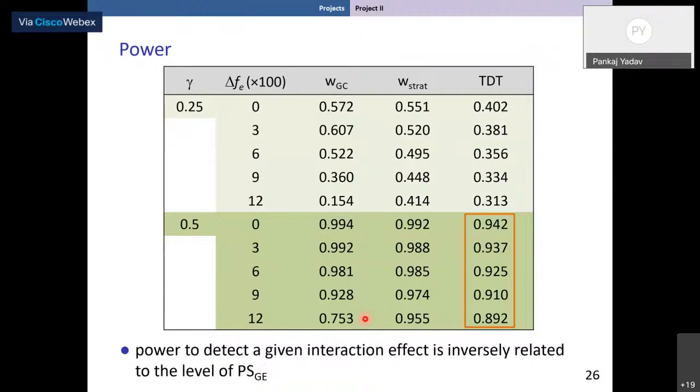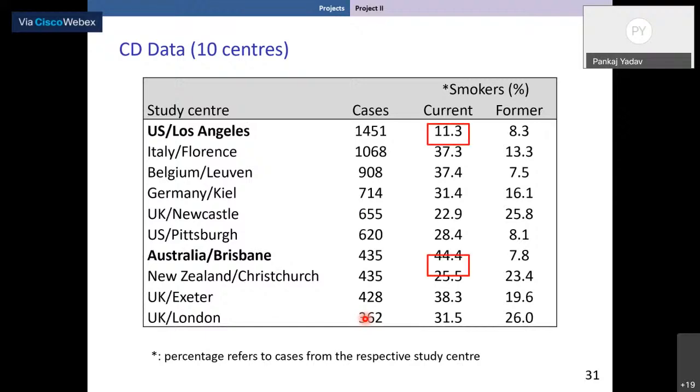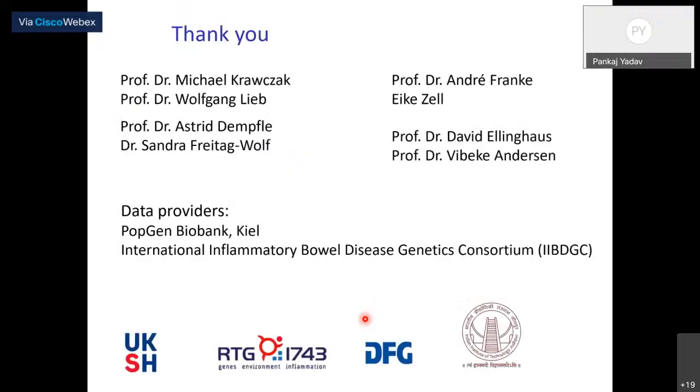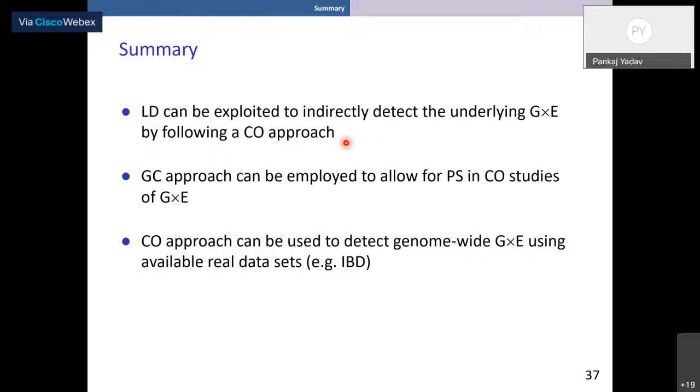All right, so I think I will skip this part. So in summary, I have shown you two things. One is that we can use LD information to indirectly detect the underlying G-cross-E interactions by following a case-only approach. So the proxy SNPs can be used to infer the underlying interaction, if there is any. And I also showed you that the genomic control approach can be employed to correct for population stratification issues in case-only studies.